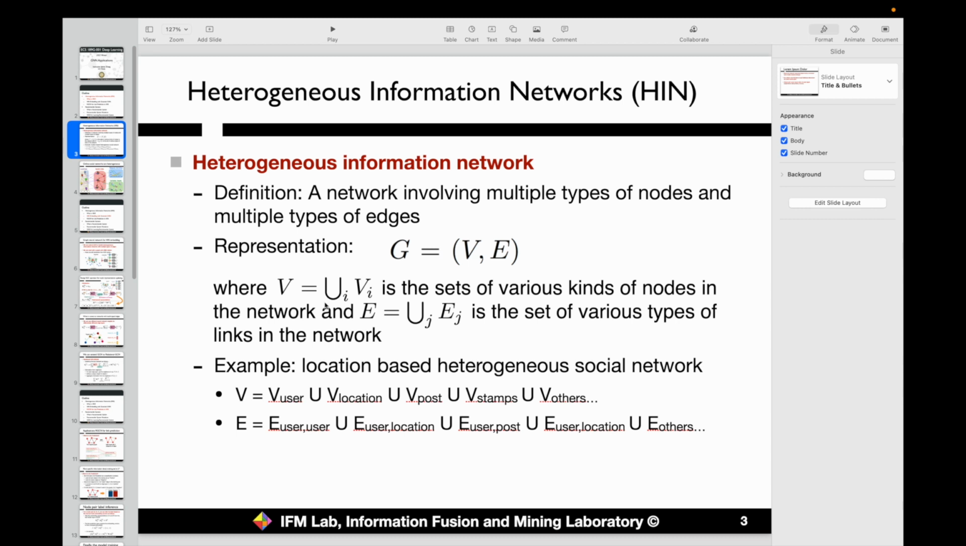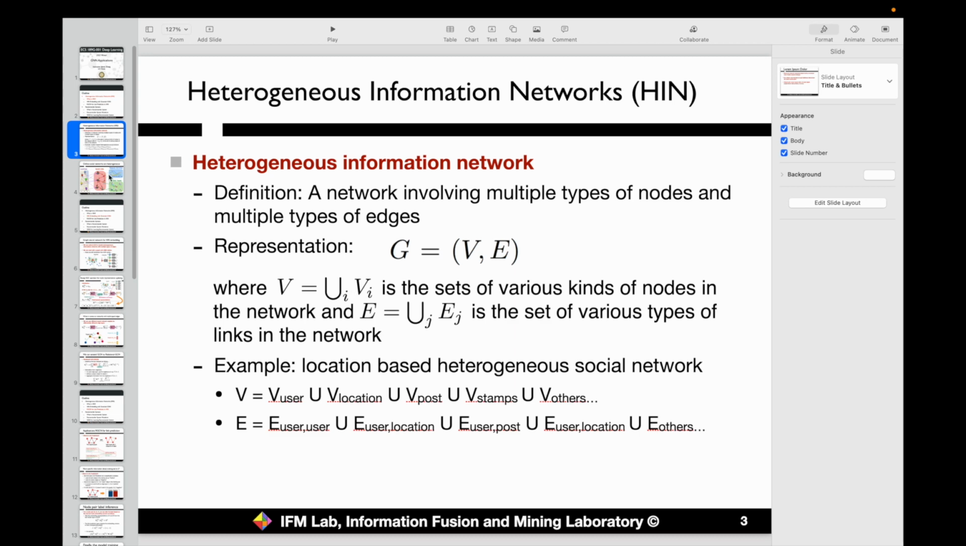Now for the node set V, it covers several subsets of nodes which belong to different categories, and like V_i, this V_i denotes a certain category of nodes inside this graph. Similarly for the links, the link set E also covers several subsets of different categories of links incorporated inside the graph structure. They belong to different categories and also have different physical meanings in terms of the connections among the nodes. And you may also wonder, can we provide an example for heterogeneous information networks?